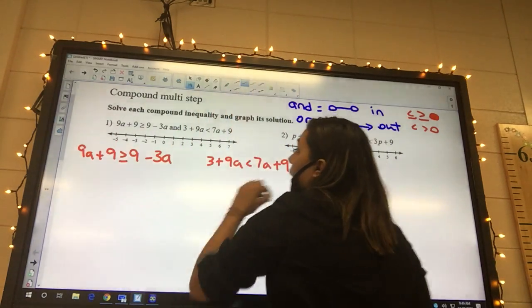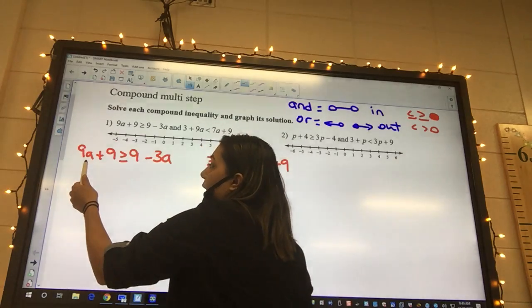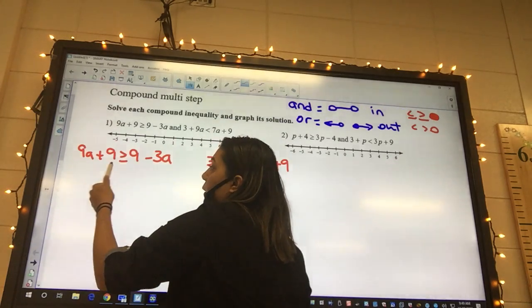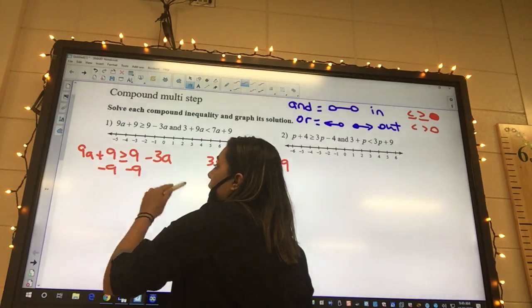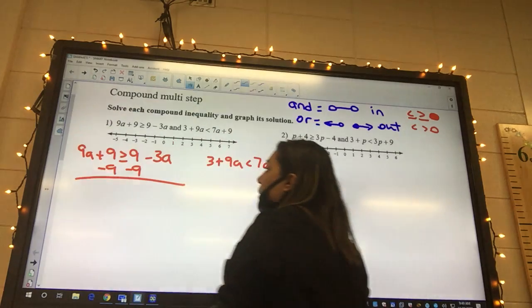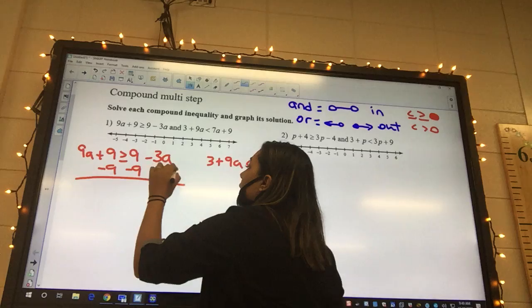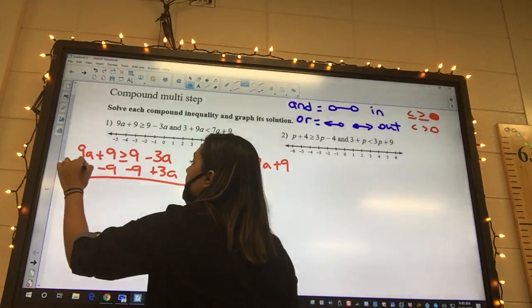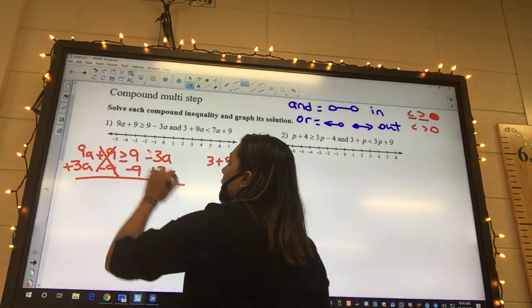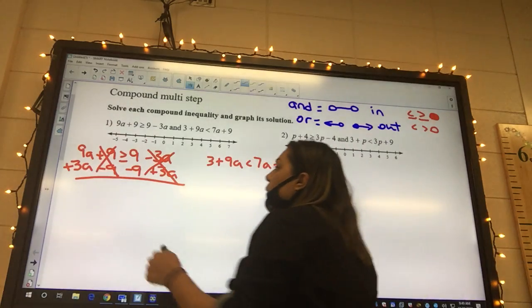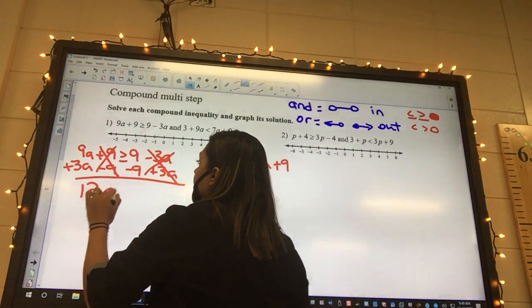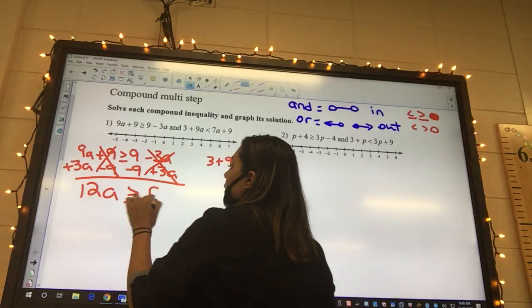Does the 9a need moved? No. What about the 9? So minus 9, minus 9. What else needs moved? Plus 3a, plus 3a. And we should get an x's on both sides. So for this one, you're going to have 12a is greater than or equal to 0.